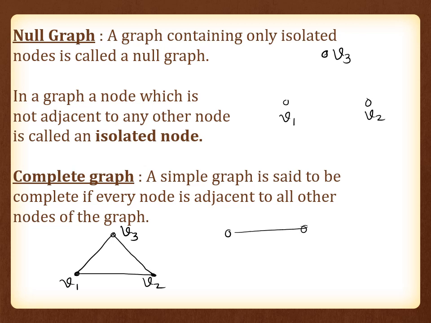Here there is one more example with 4 vertices V1, V2, V3, V4. And if we connect V1 with V3 and V2 with V4, this graph is a complete graph, because V1 is adjacent to V2, V3, V4 and every other node of the graph is adjacent to every other node. So this is an example of a complete graph.